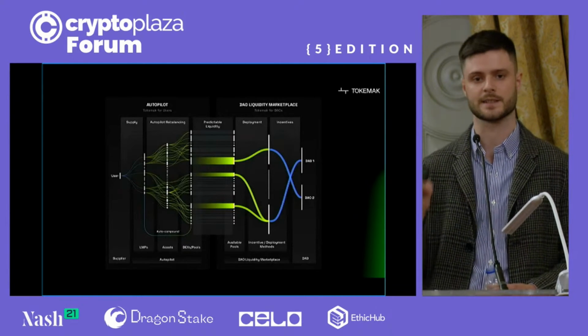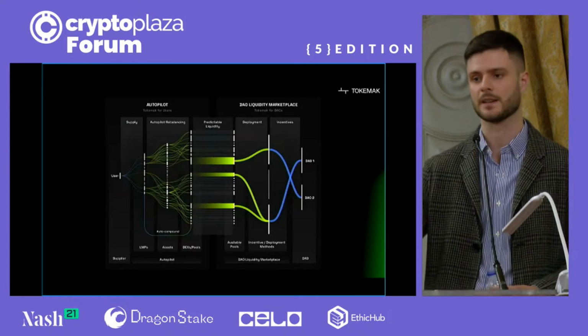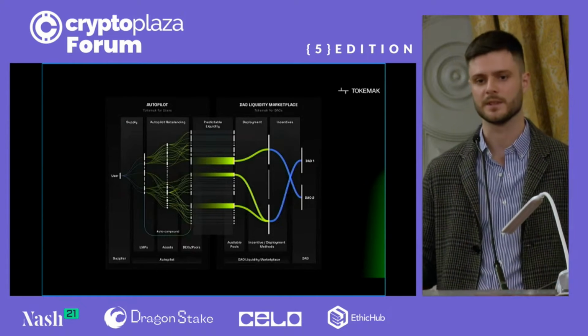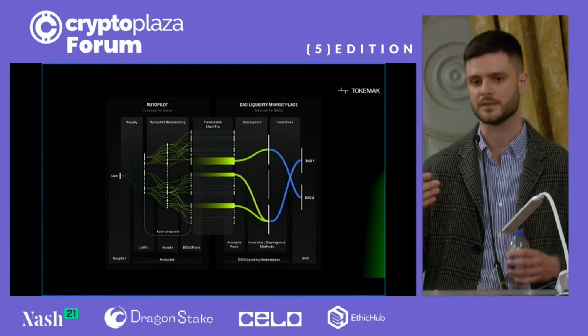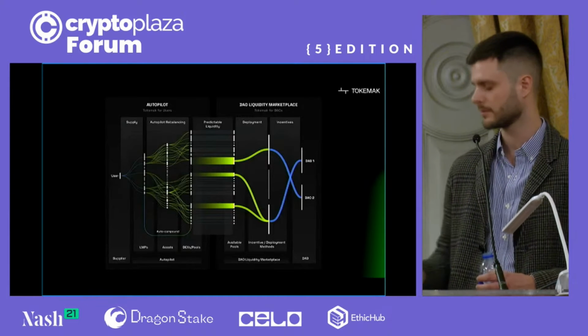I select DEX ABC, I select asset XYZ, and now my liquidity is automatically rebalanced in a passive manner and in an optimal manner.